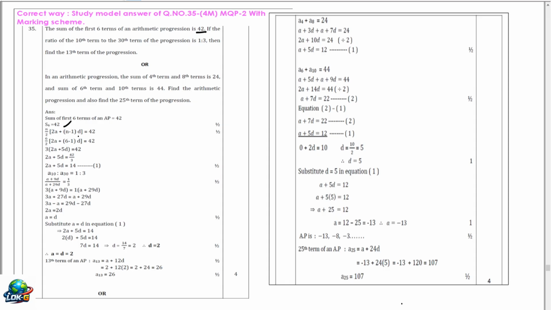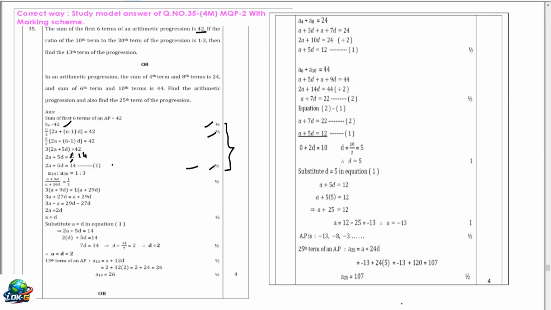n by 2 into (2A plus (n minus 1) into D) is equal to 42. n is 6 here. 6 by 2 into (2A plus which term? 6th term, n is equal to 6, you substitute) you will get 5D. 6 by 2 is 3. If you take the 3 to the right, 3 4s are 12... 2A plus 5D is equal to 14, and call it equation number 1. For writing this formula, half mark, half mark, half mark. Already you scored 1.5 marks up to this step.